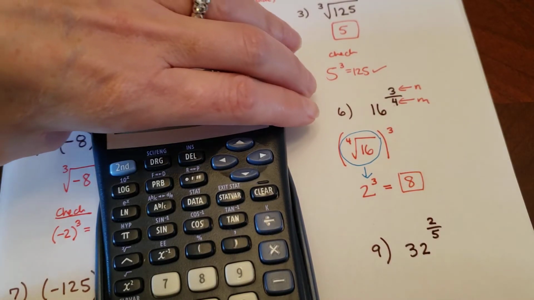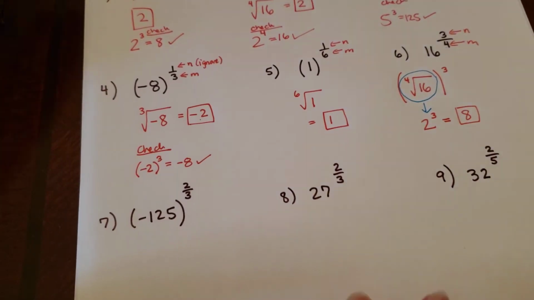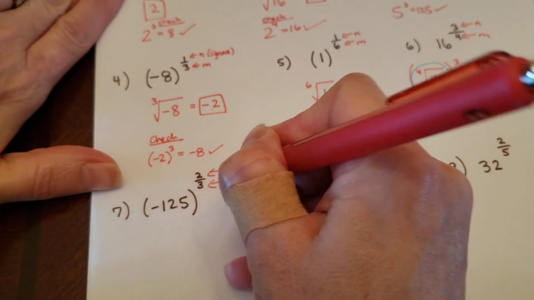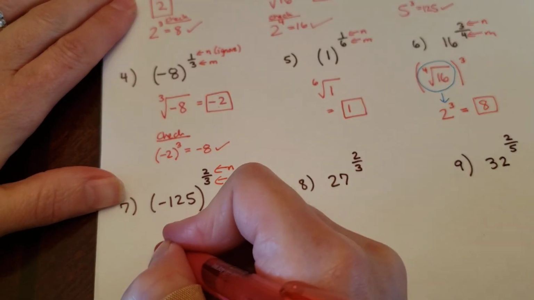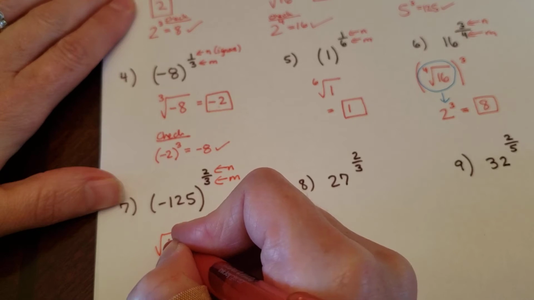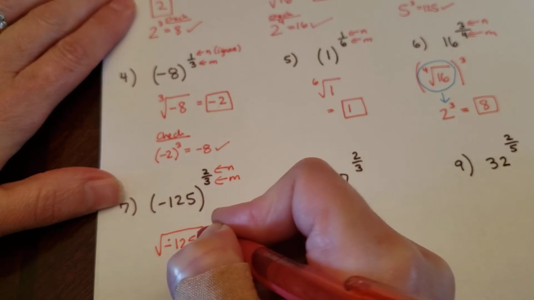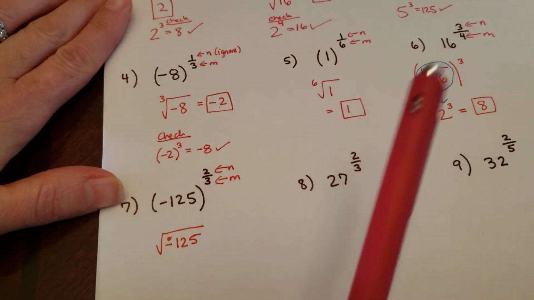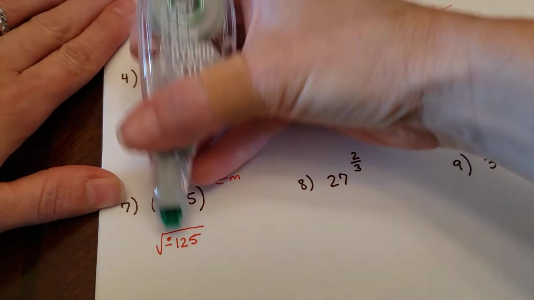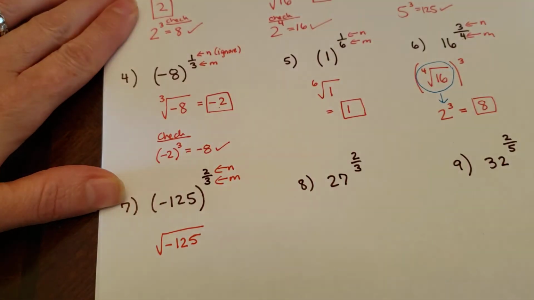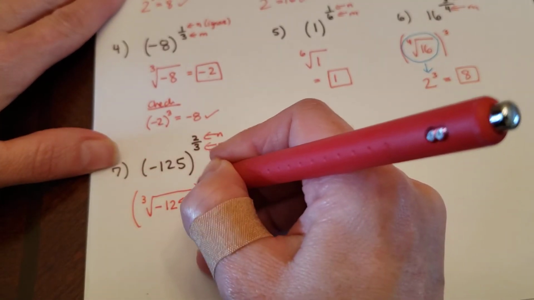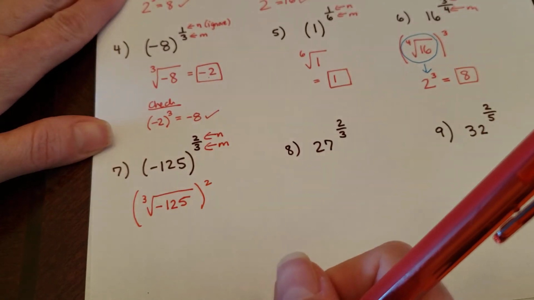Let's try another one like that. So if we go to number 7, we want to rewrite it first. Here's n, here's m. So I'm going to put my radical. The number goes, oops, I almost forgot the negative. Negative 125. Sorry, you guys. A negative 125. And then the bottom number is cubed, so that cubed will go on the outside of the radical here. And then we're going to take it to the power that's on top.